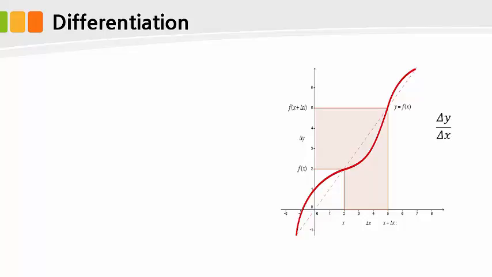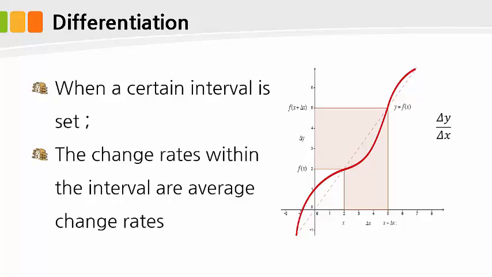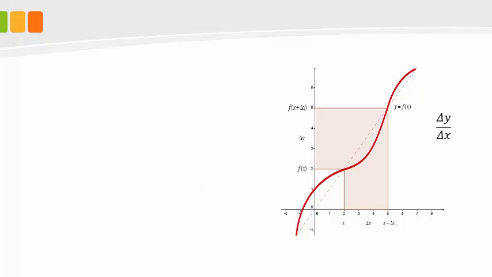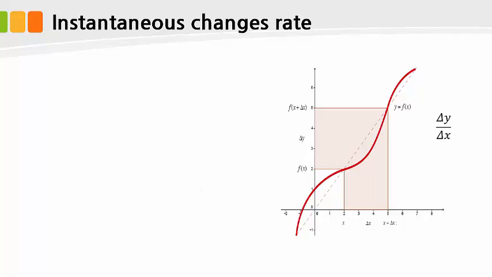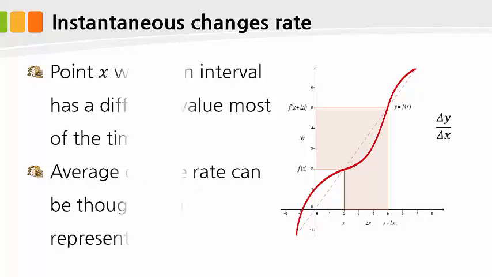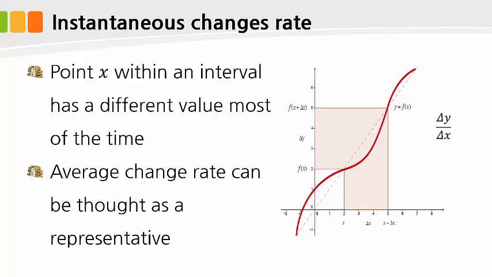So when a certain interval is set, the change rate within the interval is the average change rate. A certain point x within an interval has a different value most of the time, so an average change rate can be thought of as a representative, which is not the change rate at a certain point.